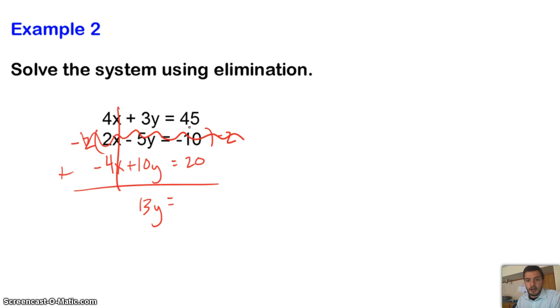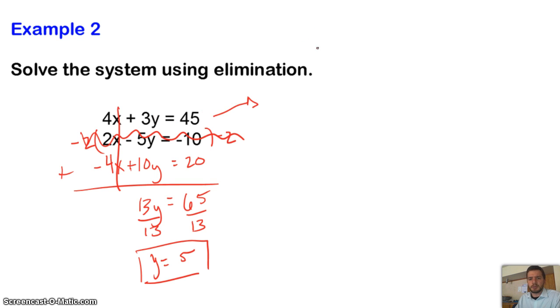And then 45 plus 20 is 65. So I'll divide by 13. So y equals 5. Alright, so again, take the y, plug it back in. Since I didn't cross out the top one, I'm going to use the top one to plug it back into. So it'll be 4x plus 3 times 5 equals 45.